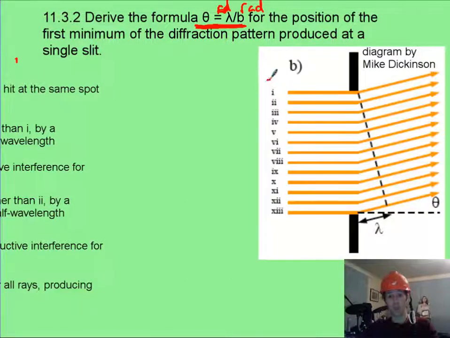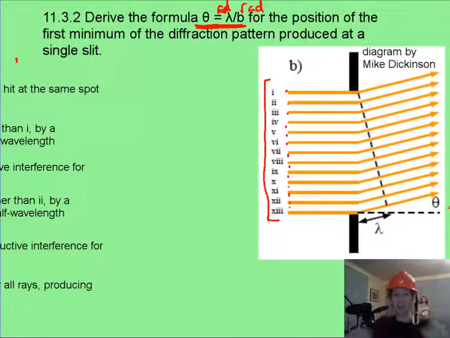So what you want to do is imagine as your laser light, which is monochromatic and coherent, is coming through, each little part is going to act as a separate ray. We call that Huygens' principle. And here, Mr. Dickinson has labeled them all, Roman numerals 1 through 13. They are going to go far away at a certain angle theta to a screen where they will combine and do some interference type stuff. And they're going to make a dark fringe.